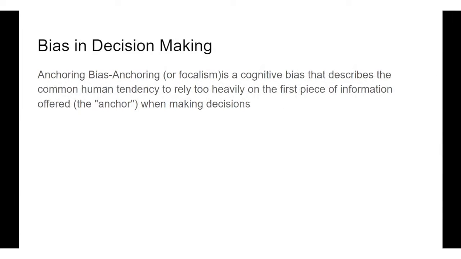Honestly, yeah, right. Okay. Now, we also have something called anchoring bias. Anchoring bias, or focalism, is a bias that describes the common human tendency to rely too heavily on the first piece of information that you see. Okay? I saw a sign back there. It said turn right. That's the first piece. I haven't seen any sign since.